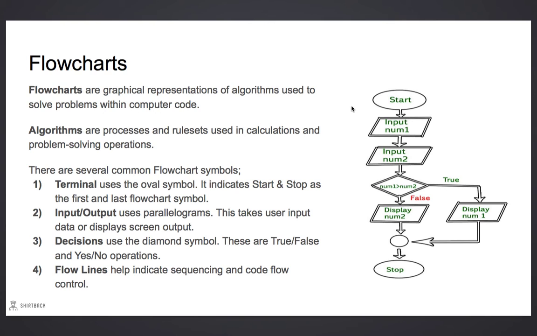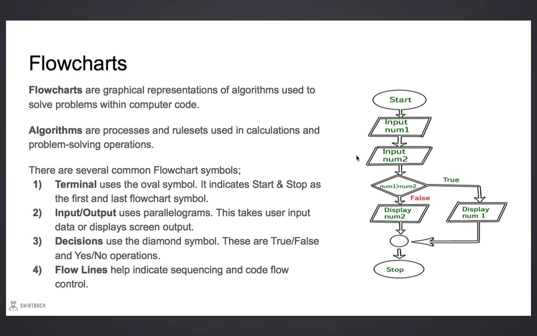Terminal uses the oval symbol. This indicates the start and stop of your algorithm and program. Input-output will use parallelograms. Parallelograms are these slanted rectangles. These are the parts of the process where the user will input data or we will display screen output.